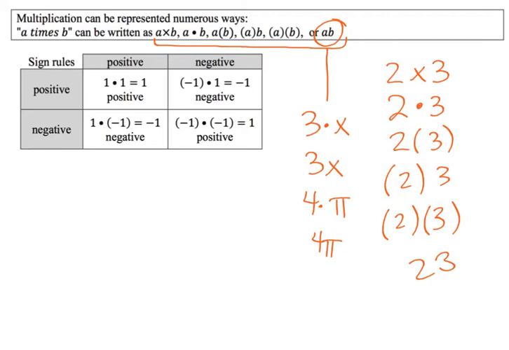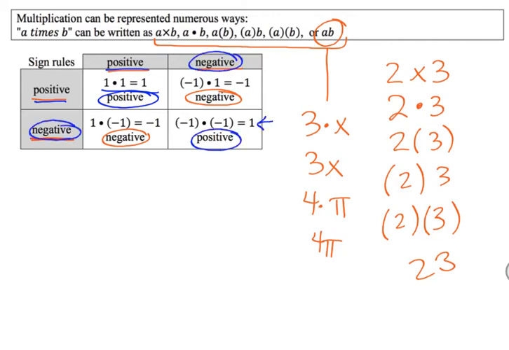Now the sign rules. If I multiply a positive number times a positive number, I get a positive result. And here's an example of it. If I multiply a negative number, let me do this in a different color, a negative number times a positive number, I get a negative result. And that includes if it's in the other order, negative times positive, I get a negative result. Also, if I multiply a negative times a negative, I get a positive, and here is an example of that.